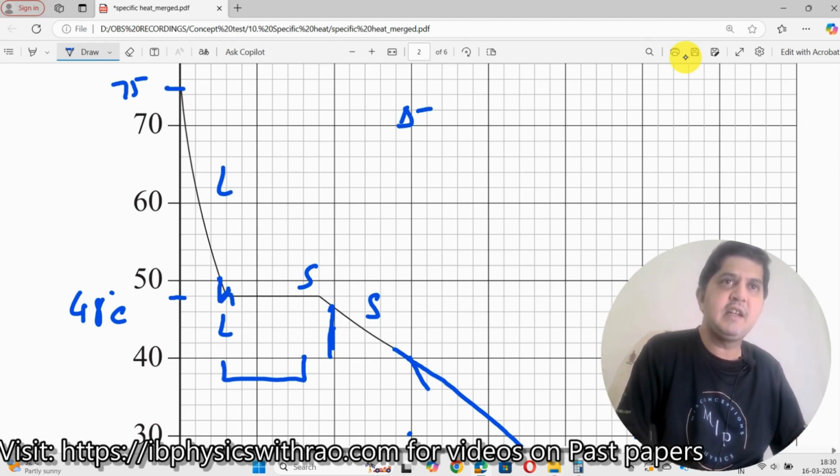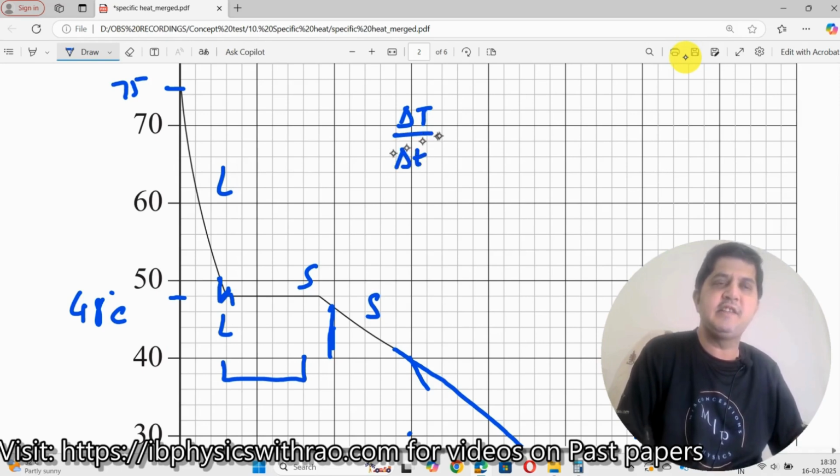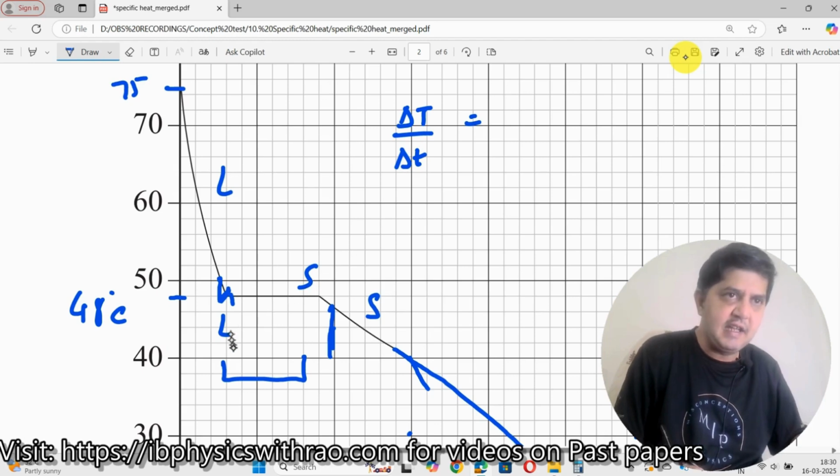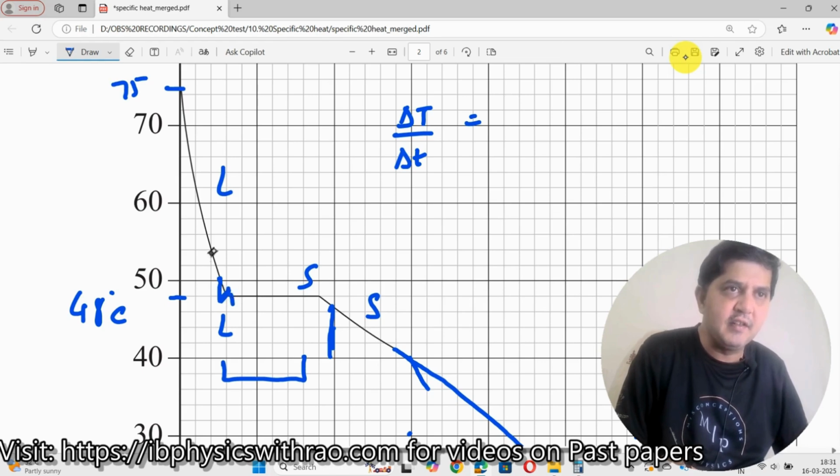So delta T divided by delta t is your slope. Now what is your delta T? I will take this value of 600 seconds, right? And I will take this as 48 over here. This is not a problem. I'll take this point over here and this point. This will be fine. This is A, this is B, and this is C.